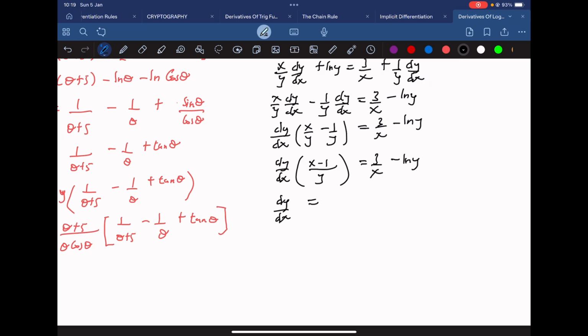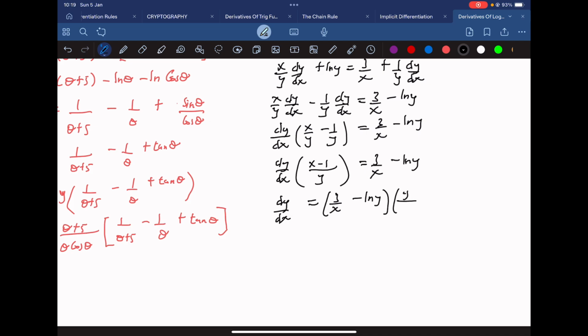So I have 3 over x minus ln of y. Now, instead of dividing by x minus 1 over y, you can find the reciprocal of it. So this is just multiplying everything by y over x minus 1. You just turn this upside down. I hope this is clear.